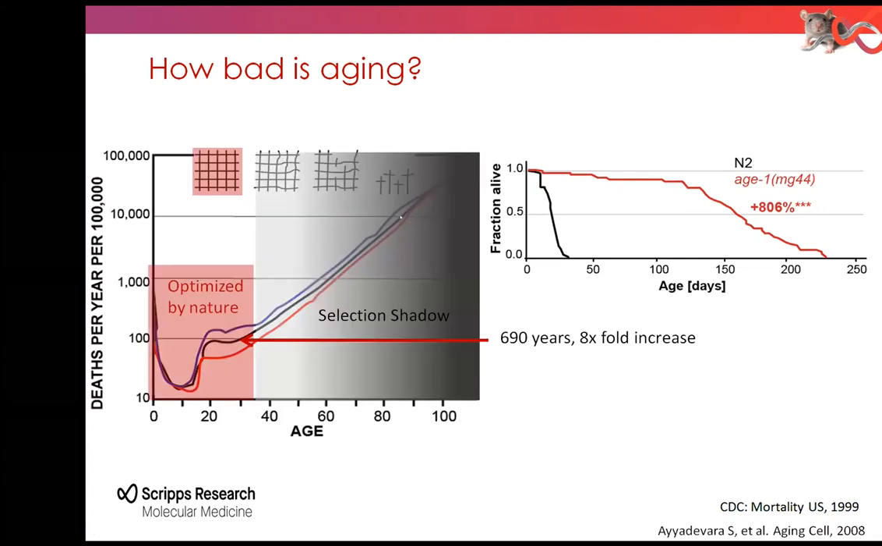improve this part of the curve just by 1 to 2%, that would actually result in about a 10-year increase in lifespan. Here again, this part is optimized by nature, from the ordered network becomes disordered, damage, and death. And in these selection shadows, basically all of the age-associated diseases start to dramatically increase.